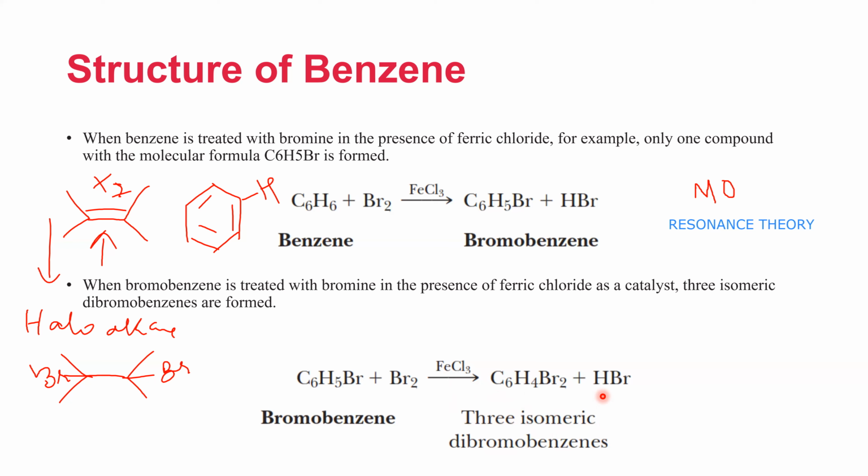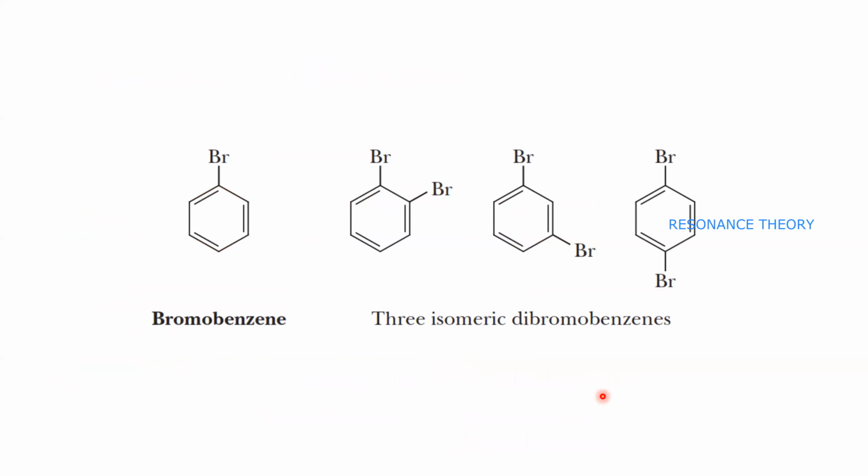So take a moment and draw in your notebook just to test it, what the 3 isomers of dibromobenzene are. So obviously one is already substituted, and then we are treating with more bromine. So the second will be attached at a different position, so these 3 positions are possible: this is the 1,2 dibromobenzene, this is the 1,3 dibromobenzene, and this is the 1,4 dibromobenzene. Later, we will talk about ortho, meta, and para as well, right?